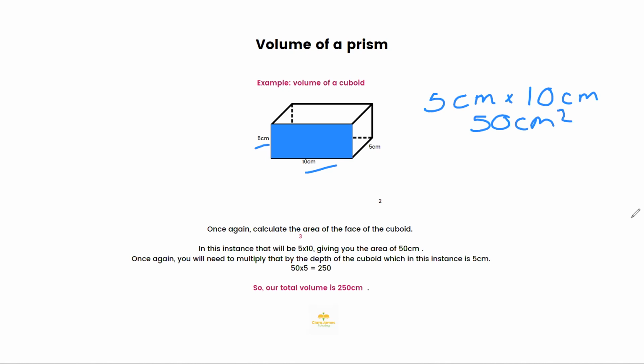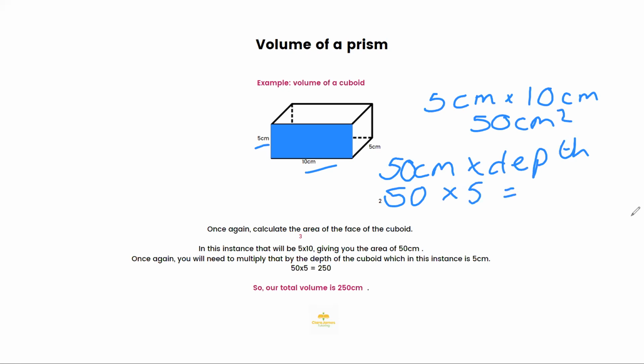Okay, so now we've got the area of the face, we times it by the depth. So we can go 50 centimeters times depth equals volume, which will give us 50 times 5 equals 250 centimeters cubed. Okay, hopefully that's making sense.